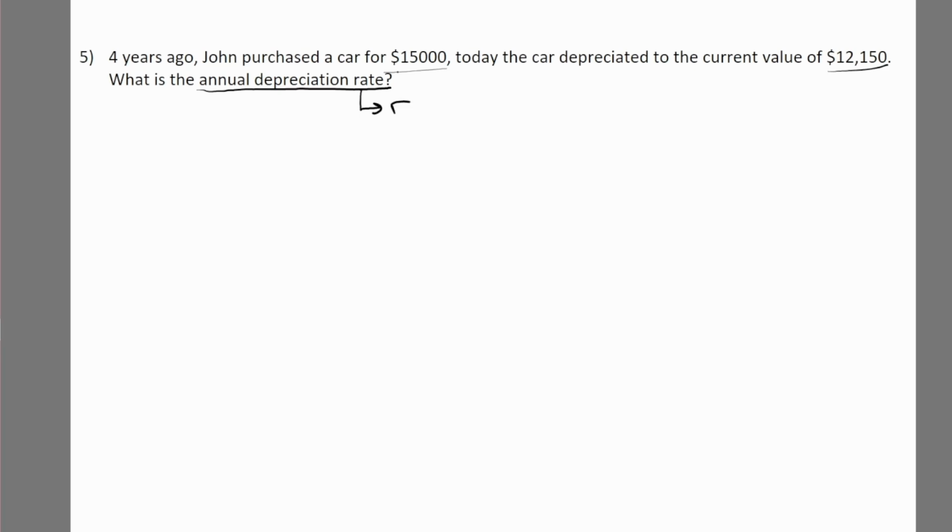Now, we know that 4 years ago he purchased the car for this price. So this is the original price, and the current value of the car is 12,150. This is the current value. Now, the car went from 15,000 to 12,000 in 4 years. So N is equal to 4. This is how long it took the car to depreciate to this value. So now we're being asked for the annual depreciation rate.